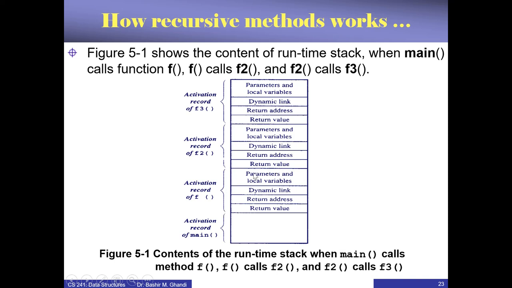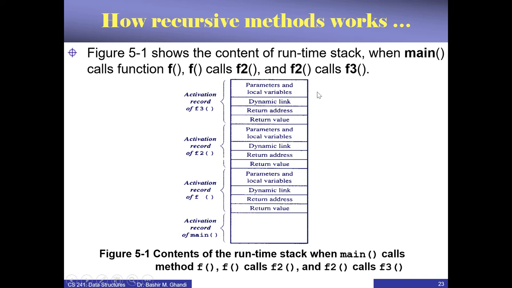You can see among the things I just listed: parameters, local variables, dynamic link, return address, return value. So at least this information is stored in the activation record. From this point to here, as shown by this brace, is the activation record for method F. Now suppose F calls method F2. Again, another activation record is going to be created for F2 with a similar list of information. If F2 calls F3, the same thing.